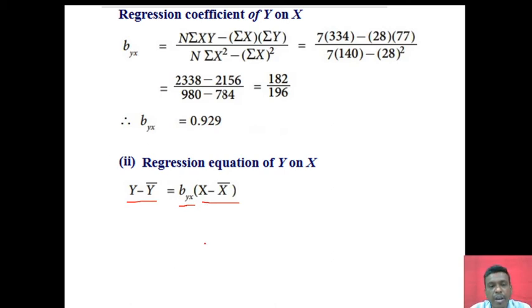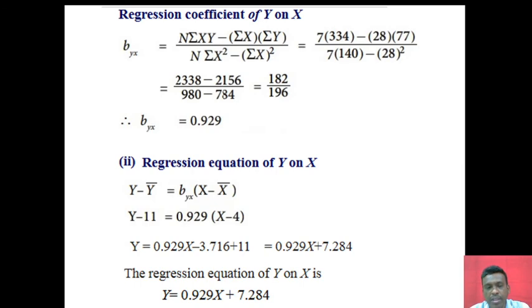Substitute now. Y bar, x bar we have found out in the first slide itself. x, byx we have found out here. So just substitute this, you will get this value. Send it here and multiply. Once you multiply, you have to multiply this and this, this and this. So here you will get y minus 11.